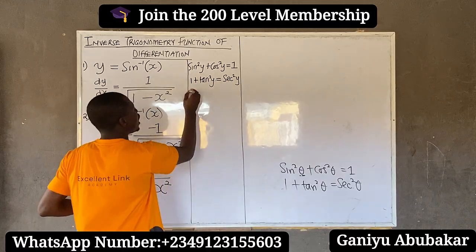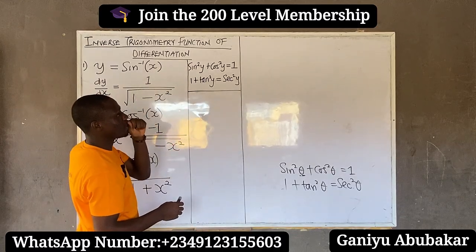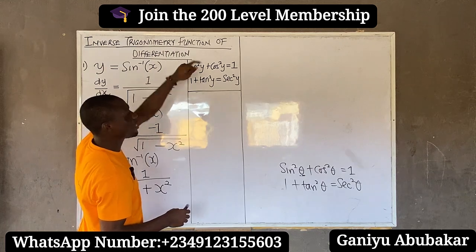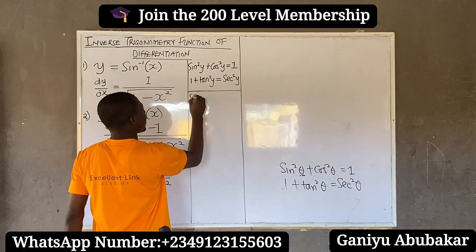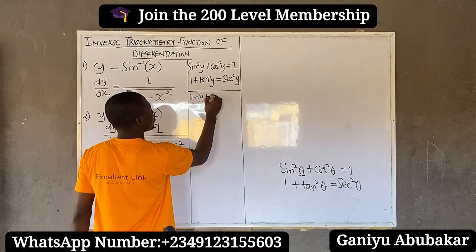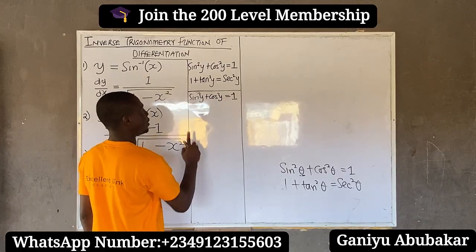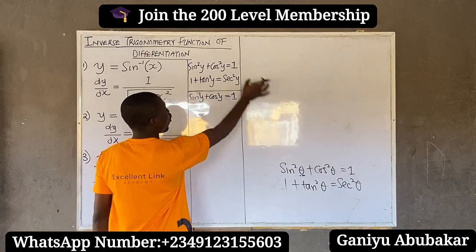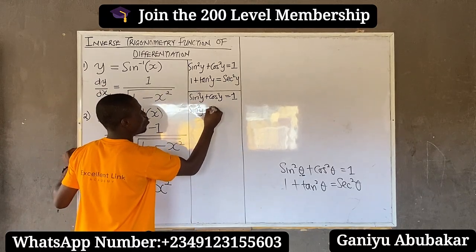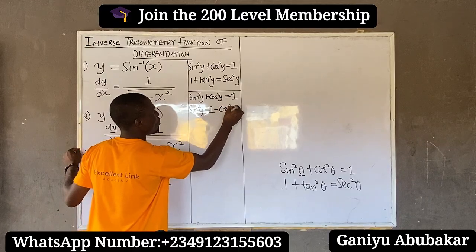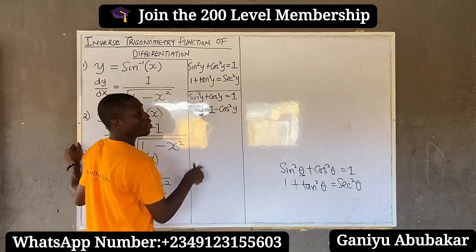If this is true, let's try to make sine squared y the subject. My goal is to make sine y the subject, and also cos y the subject too. So if I pick sine squared y plus cos squared y equals 1, to make sine y the subject, I take cos squared y to the other side. That gives sine squared y equal to 1 minus cos squared y. Then I take the square to the other side, which gives a square root.